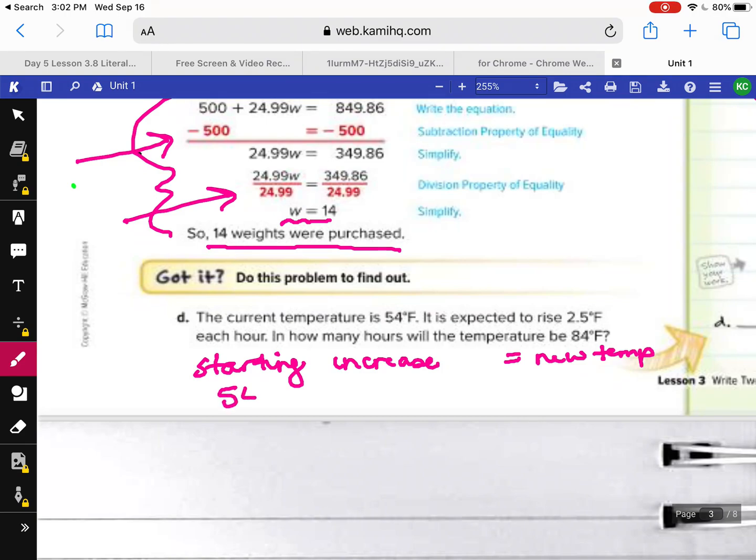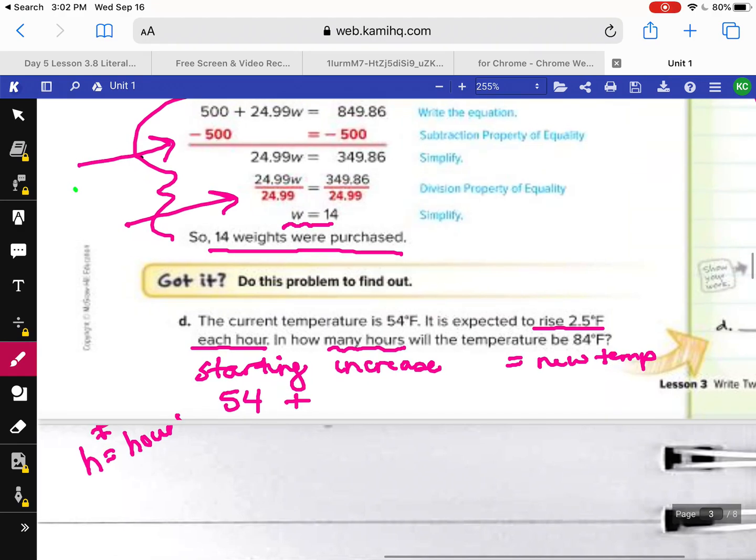That starting point, 54 degrees Fahrenheit, and we know it's going to rise. Now what's interesting is it's going to rise 2.5 degrees Fahrenheit each hour. But because we don't know how many hours, we can say, well, H will represent the number of hours. Each time an hour passes, 2.5 degrees increases onto our temperature of 54.